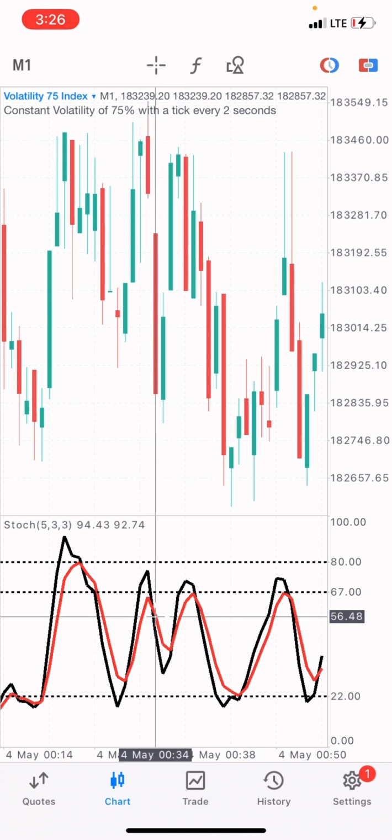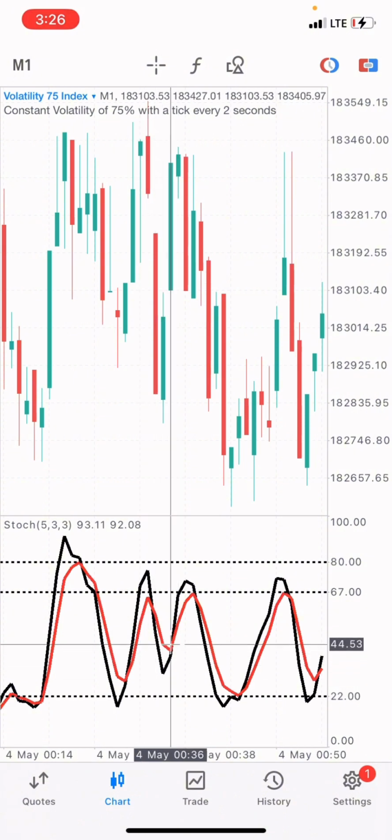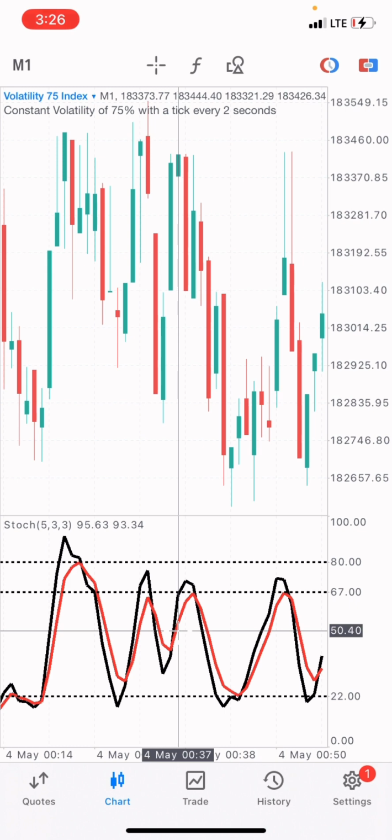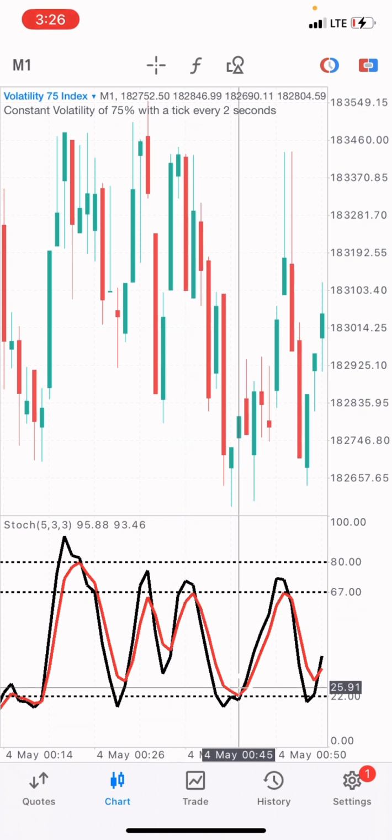At this point, when the Stochastic Oscillator's red line is facing downwards, just like it did here, and it crosses above the black line, it gave a signal for a buy, and the market bought at that point. Here, the market sold just like that. You're making a good amount of profit from this trade.